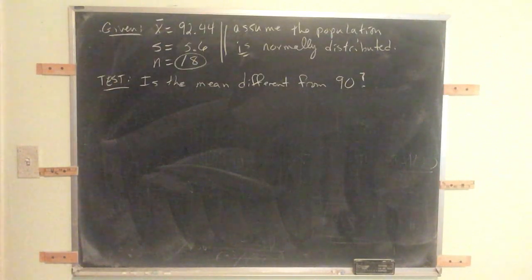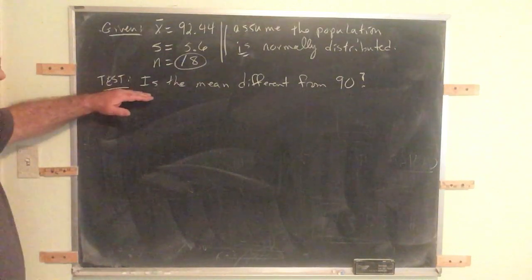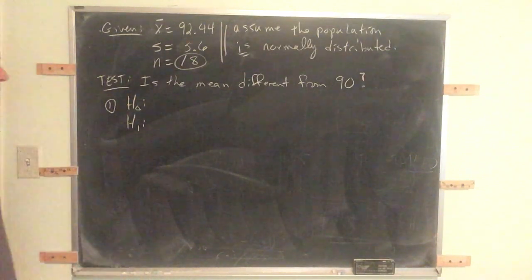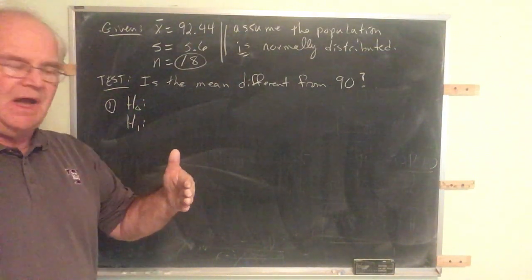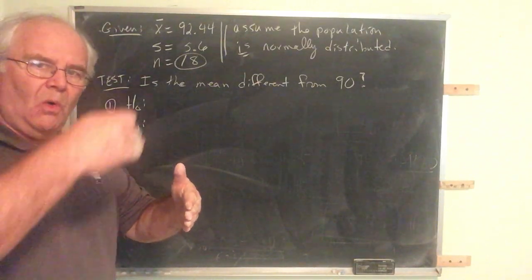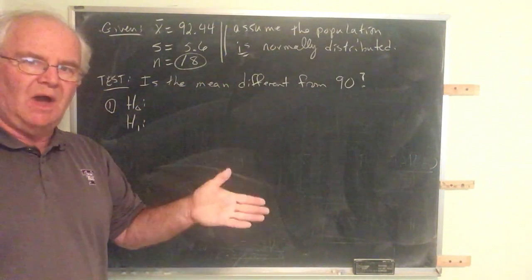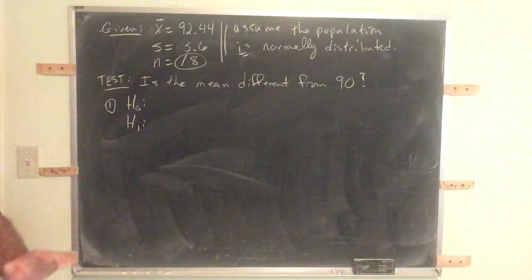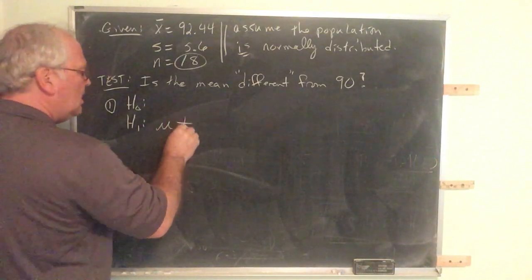Is the mean different from 90? All right, so let's see if we can formulate the hypotheses. Different doesn't mean only less than. Something can be different from a value by either being too low or too high. All we want to know is whether this number, we're not concerned about whether it's too low or too high. We just want to know if it is different from 90. And so different, that's statistics code for not equal to.